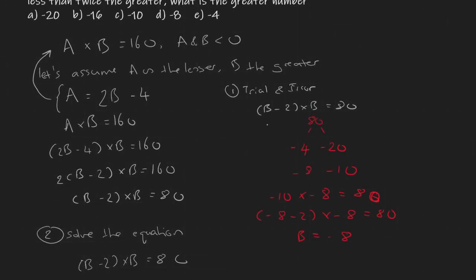As you can see, from both methods we get to the answer D, B equals minus 8. And we're done solving the equation. So that is it for solving the question.